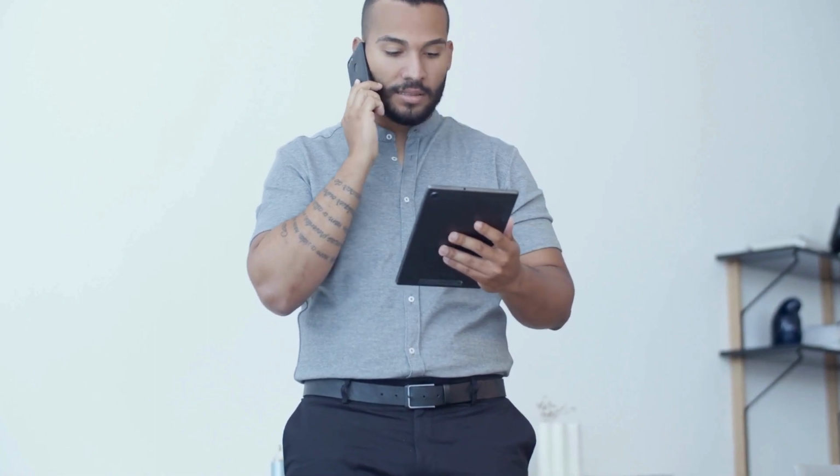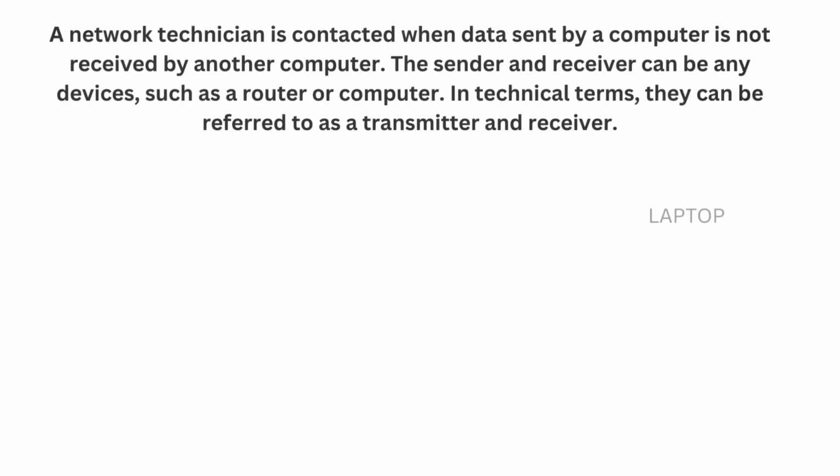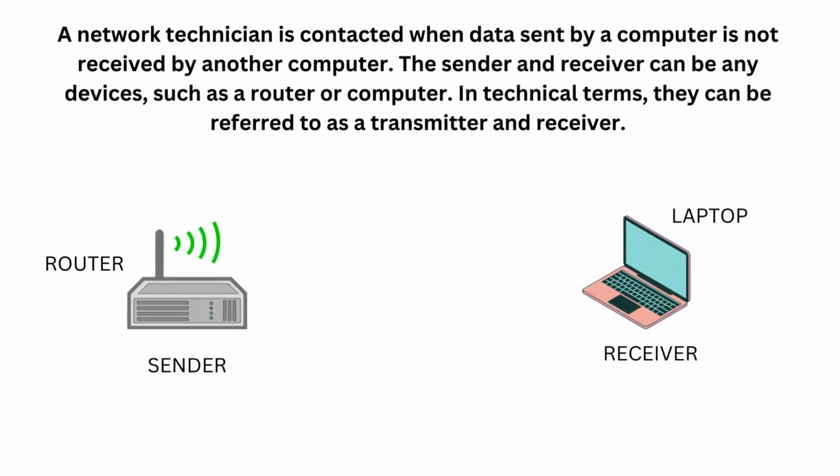Here is the situation. A freelance computer network technician is contacted by a client. The client says that he tries to send some data from one computer to another and the data is not received by the second computer. So the sender is a device and receiver is also a device. The sender and receiver can be any devices, such as a router or computer.